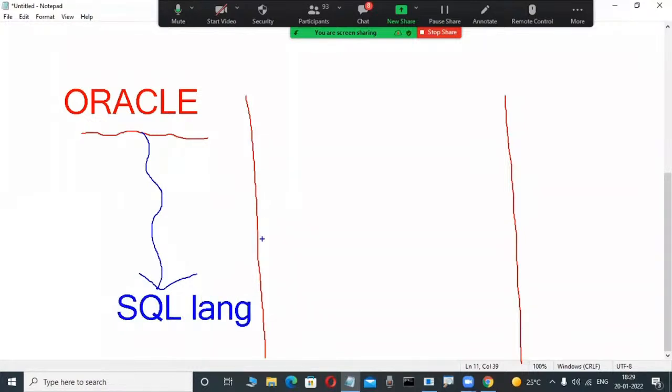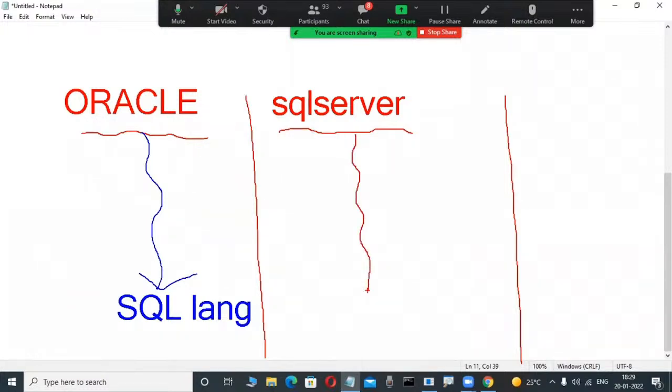Suppose in my company another project is also there, which is also a relational database product, from Microsoft: SQL Server. Some employees are working on the SQL Server product. It is also a database product, like Oracle, and to operate it they use one language only. That language is SQL.